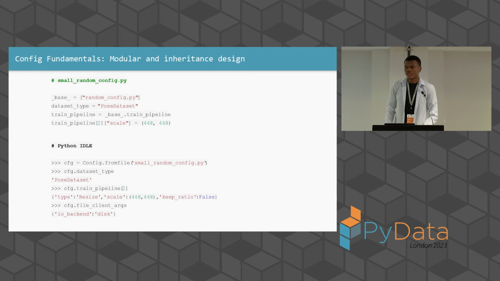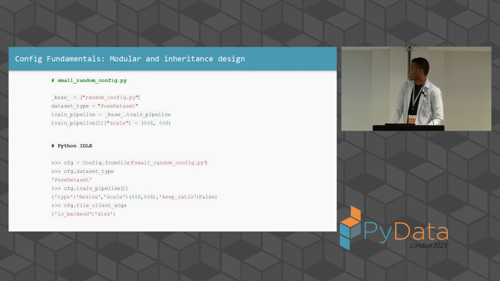And in the Python IDE, I'm just checking, so you see that's actually been changed in the small random config file. So just to recap: the key value pairs, your dot notation, which you would use to access variables, and then the modular and inheritance design, which makes it possible to make use of existing configs without having to copy paste or rewrite the whole thing for your use case.